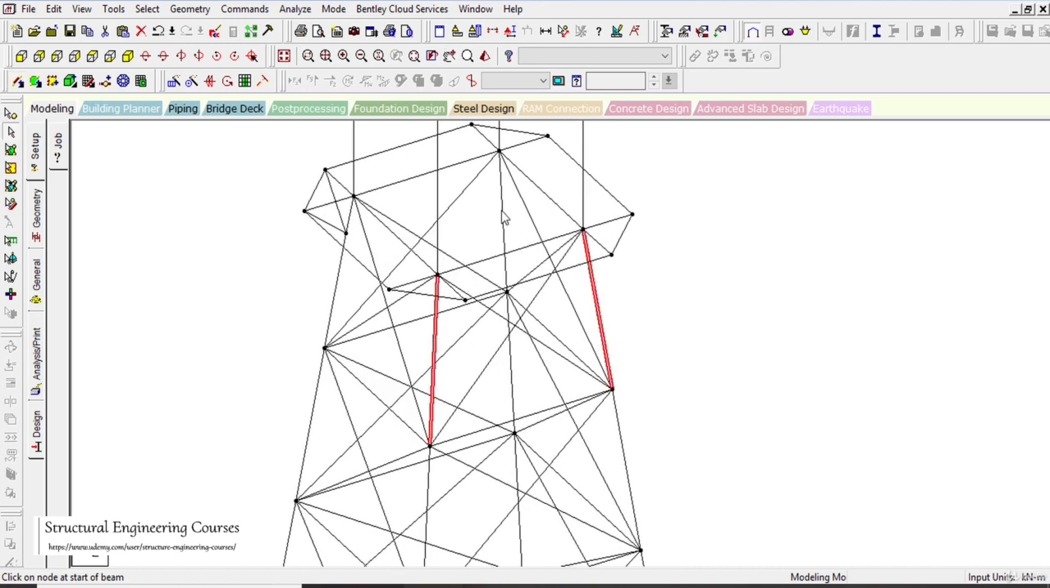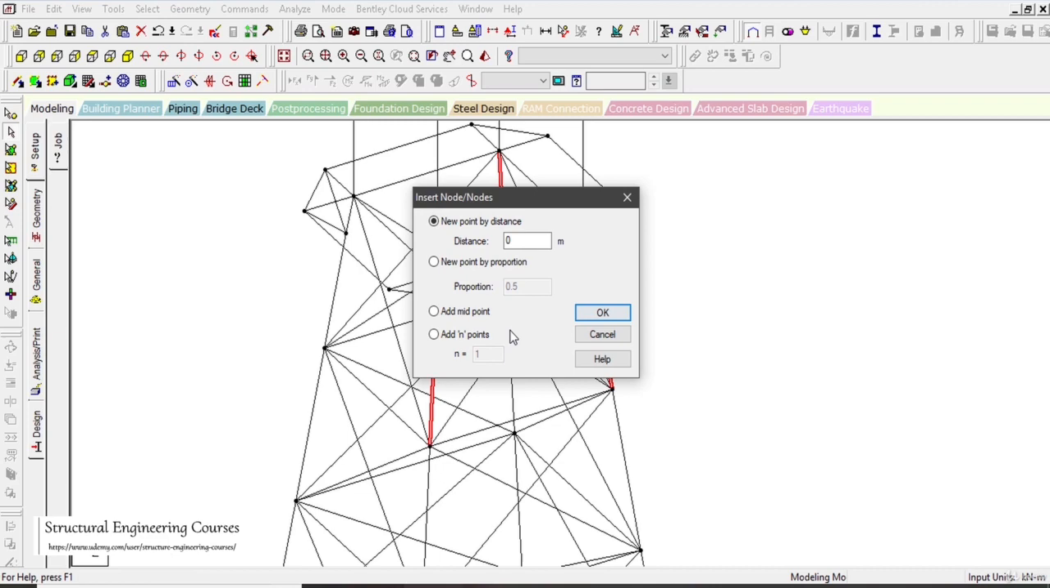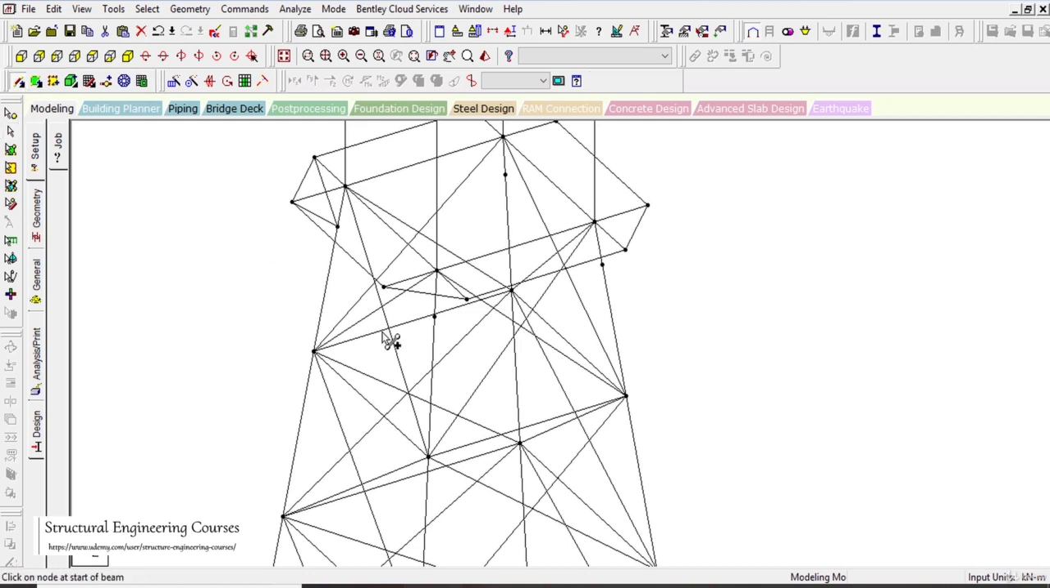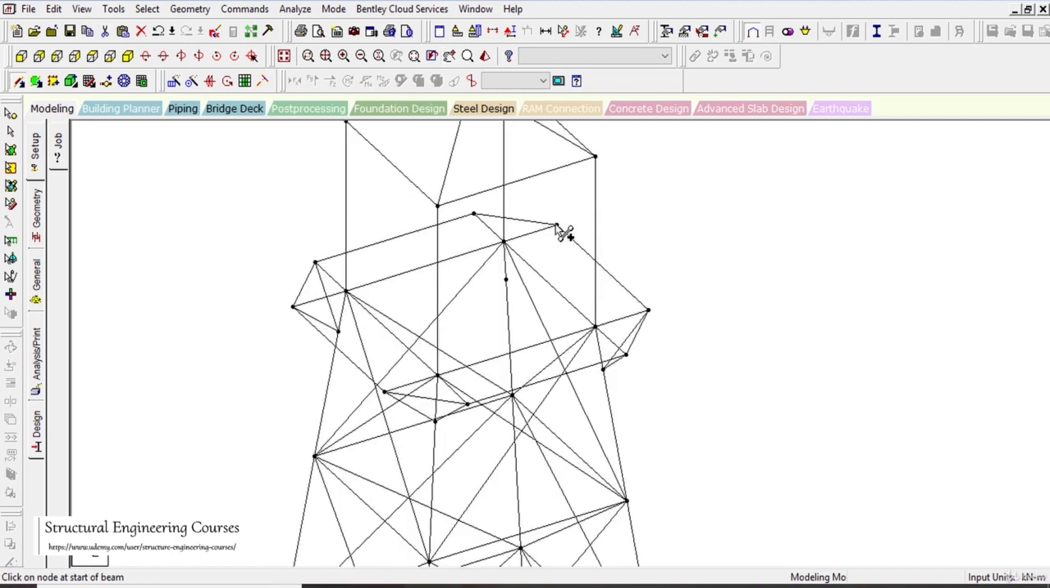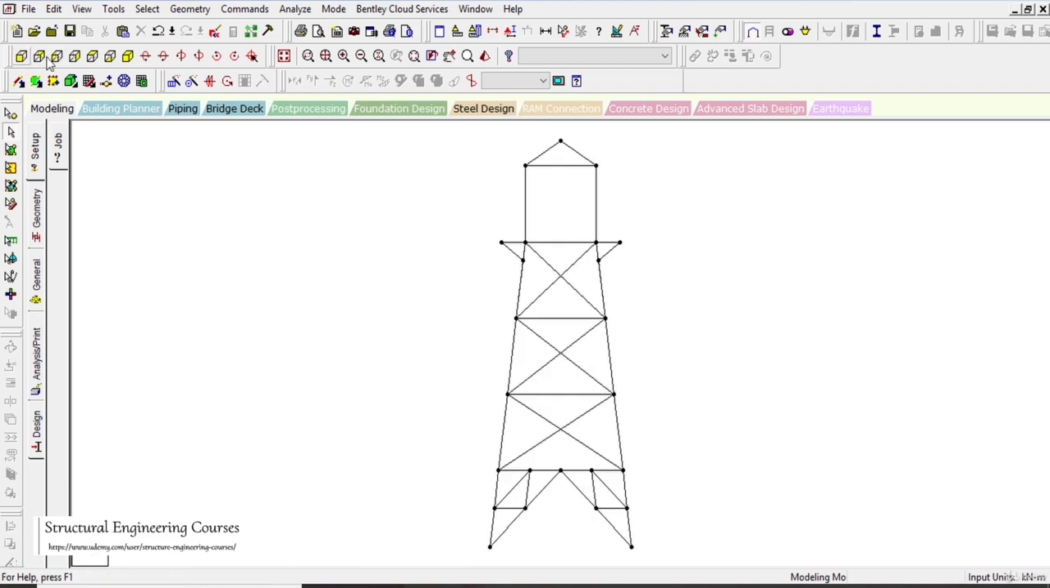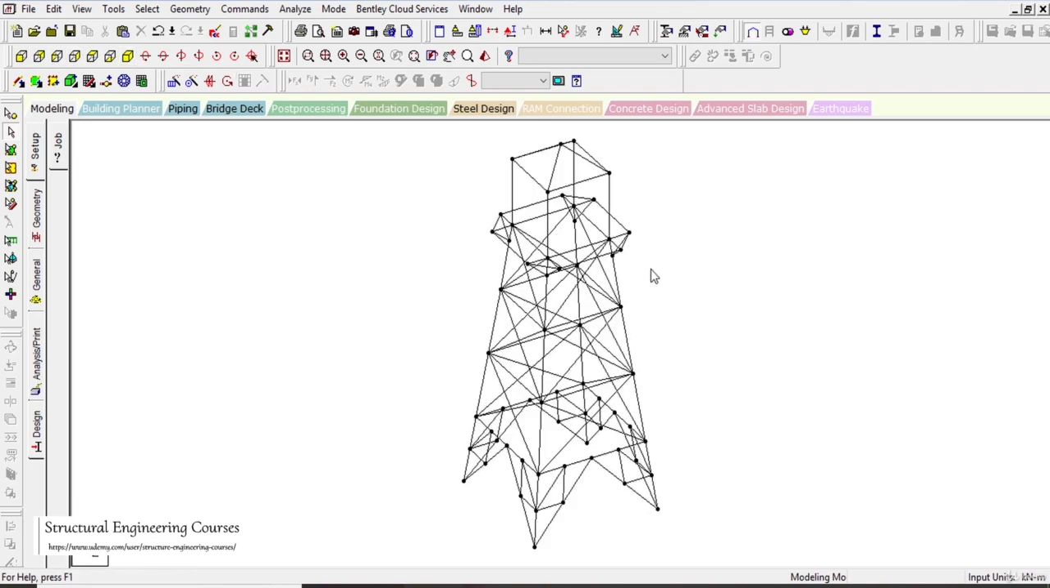And then again, we can select all of these beams here. Left click on insert node, distance 0.75. And then left click on OK. So now we can draw bracing like this. So I hope the basic arrangement is clear to you, how we can draw the skeleton of the watchtower.